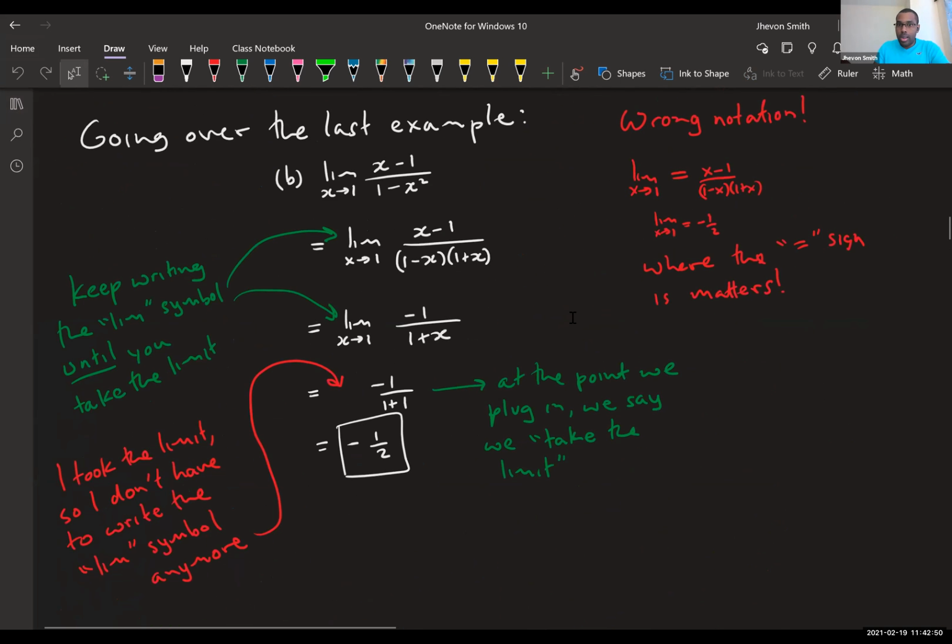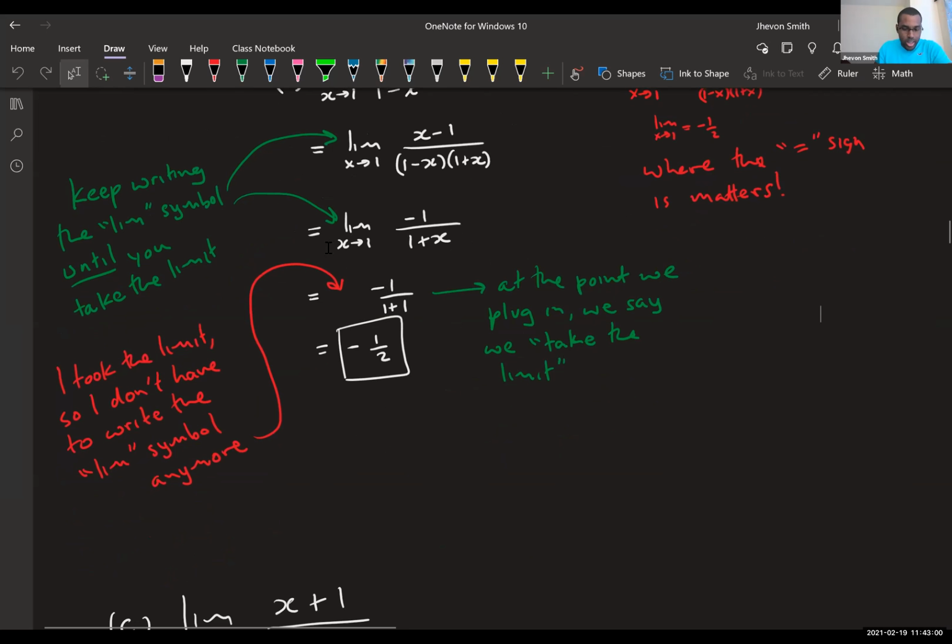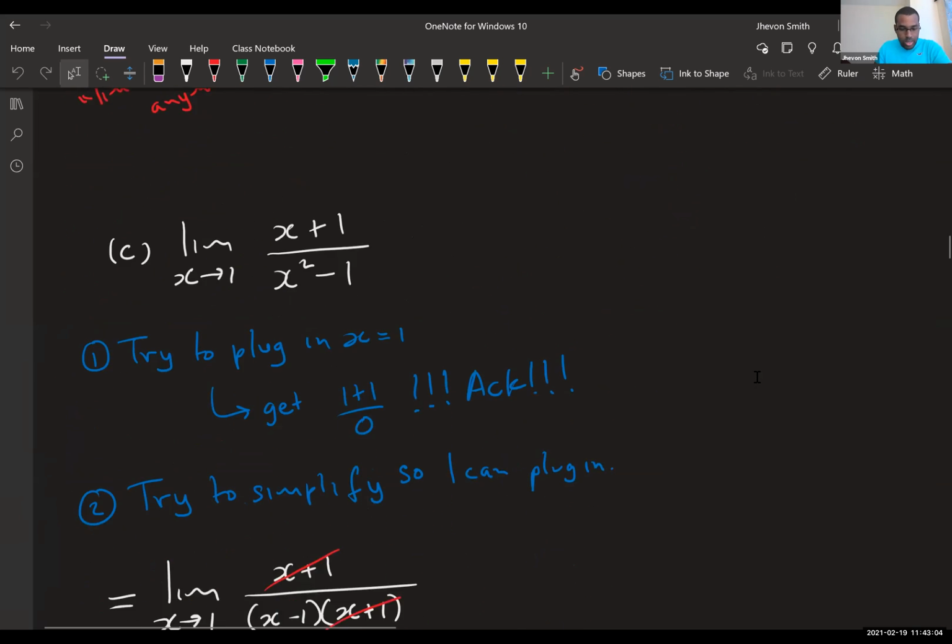Some comments on notations, very important. Keep writing the limit symbol until you actually take the limit. Make sure you're using the limit symbol correctly. Don't put the equal sign in between the limit and your function, things of that sort. You remove the limit once you actually plug in the numbers and you're taking the limit. We talked about that as well.